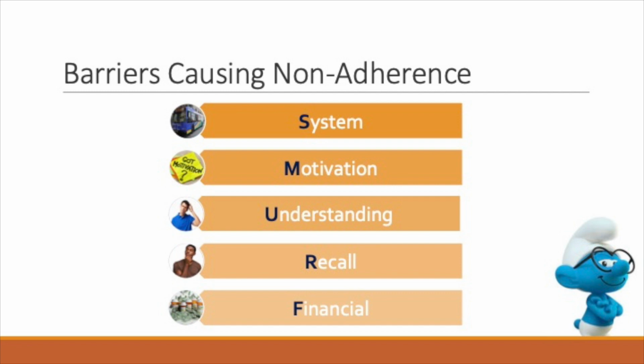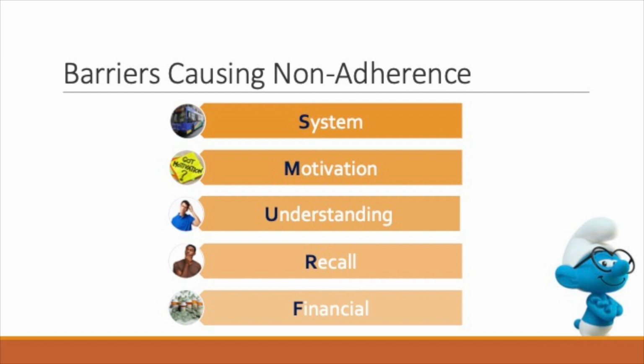So someone very smart came up with this SMRF model that describes different barriers that can cause a person to not take their medications as they should. So the first one is system. So transportation. Does the patient have a pharmacy close to their home, or do they have to drive 30 miles to the closest pharmacy? Do they have a car to drive that far? So that's the first one.